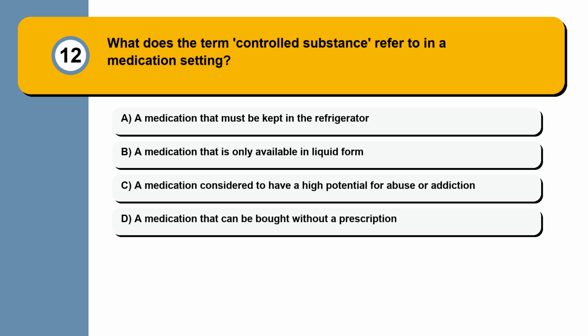Question 12. What does the term controlled substance refer to in a medication setting? A medication that must be kept in the refrigerator. A medication that is only available in liquid form. A medication considered to have a high potential for abuse or addiction. A medication that can be bought without a prescription.